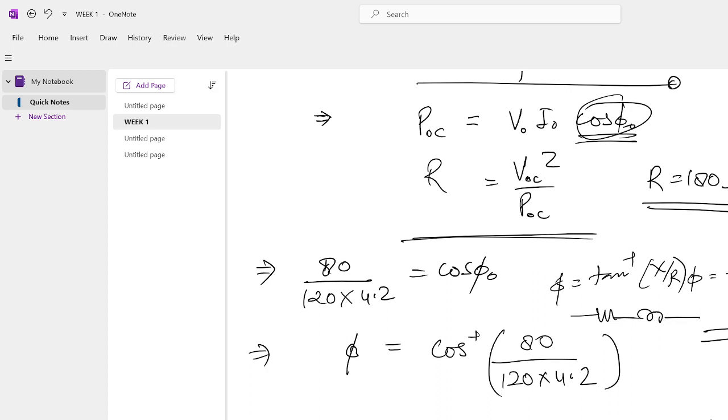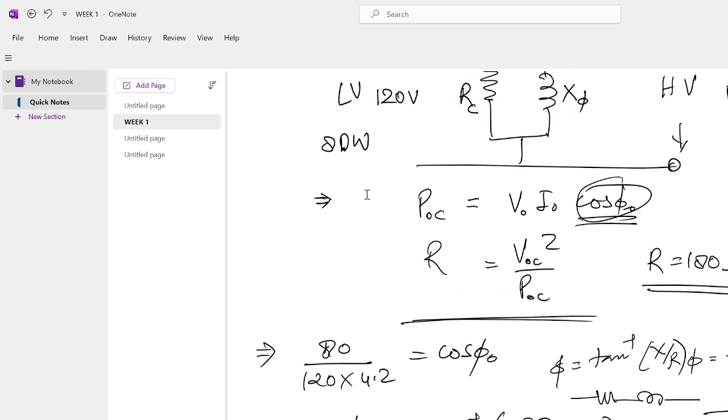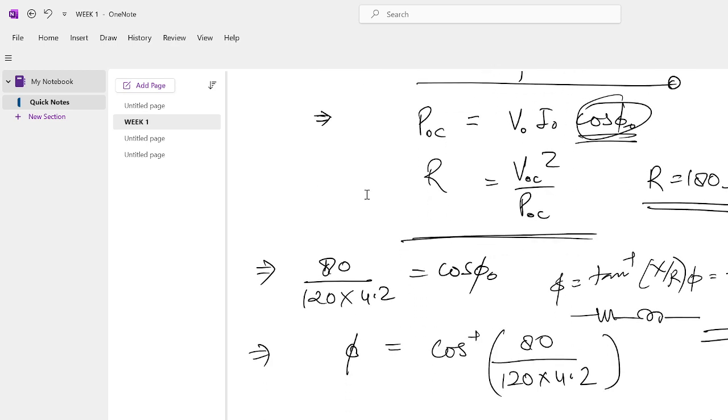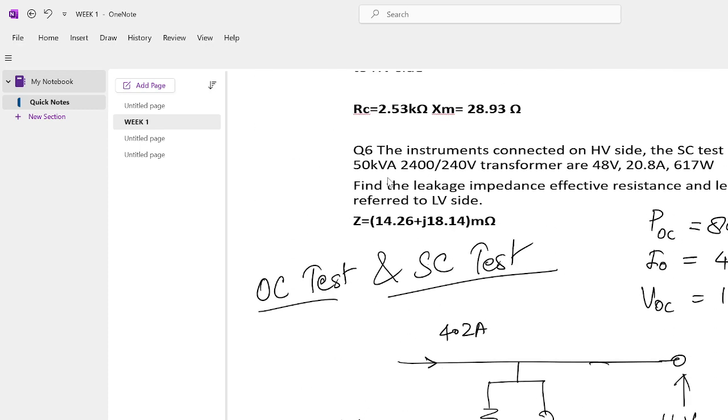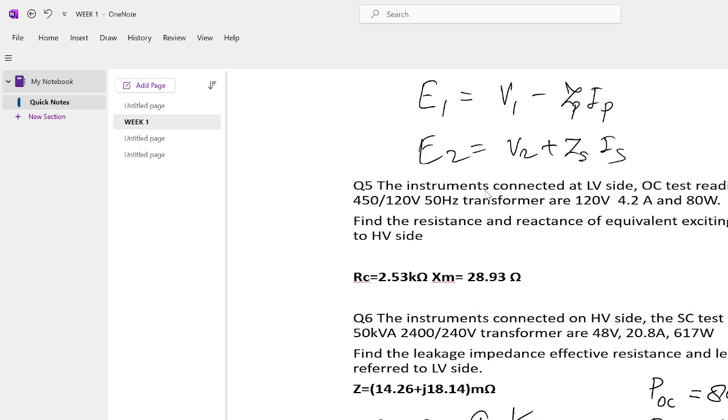Sir, there is 28.96 ohm. Hmm? 28.96. It is 180 by tan of 80.86, which gives 28.96. So if you read the question, they have given that these values you are getting are referred to the LV side.